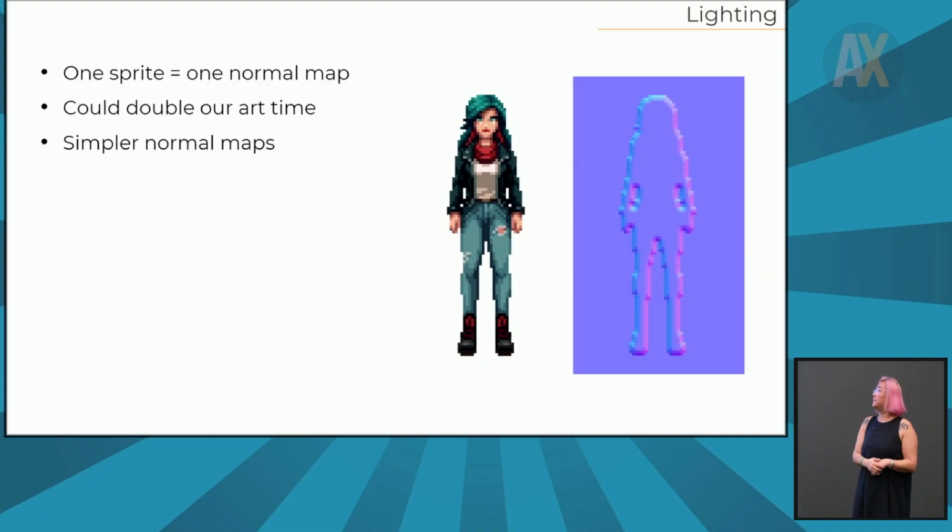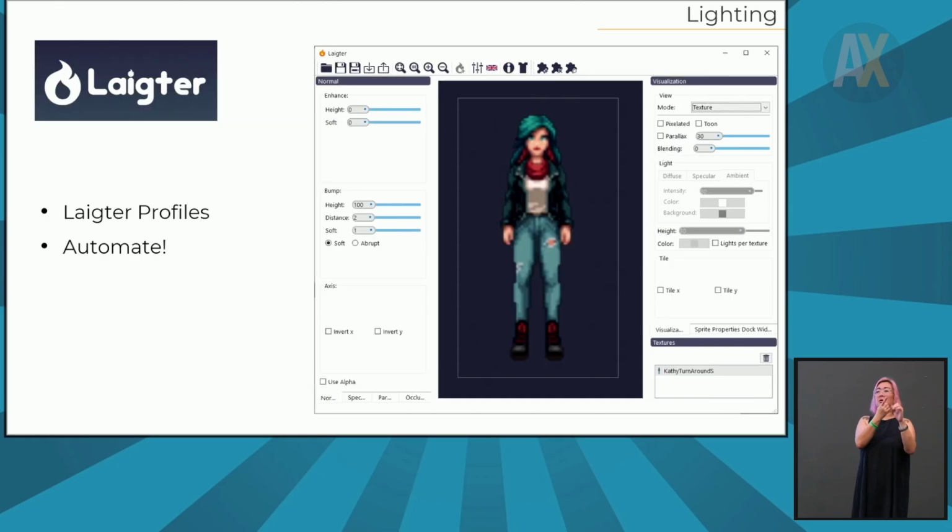It's possible though to use tools to create a simpler normal map, where the tool just finds the edges of the character and estimates a 3D depth for it. This will allow us to have some nice edge highlights on Kathy. For example, this is the normal map generated for Kathy's southward facing sprite.